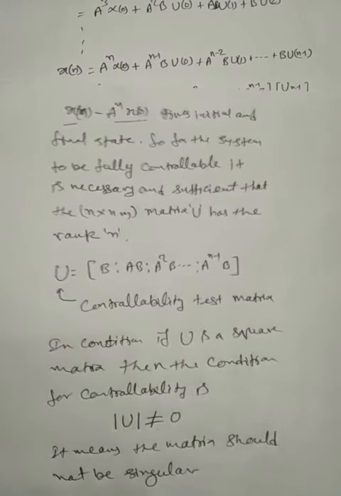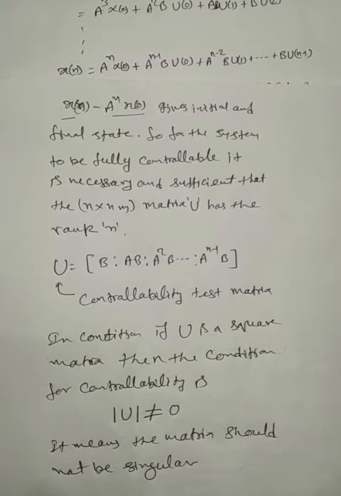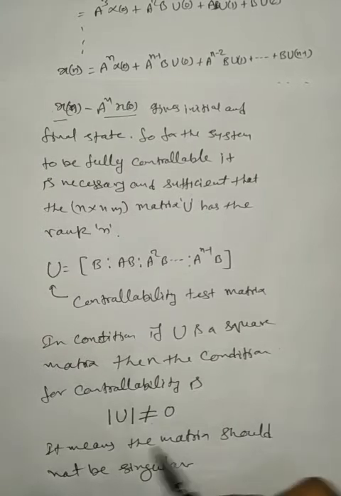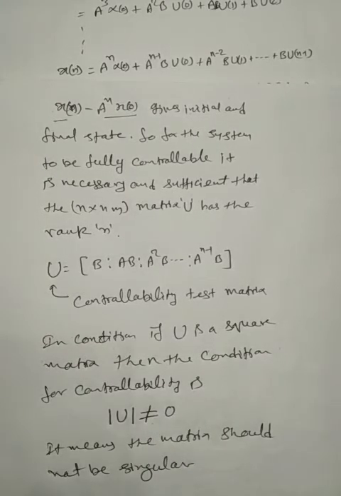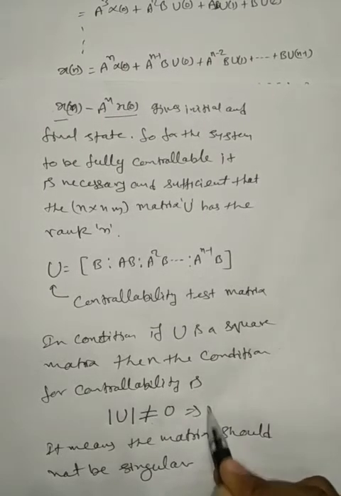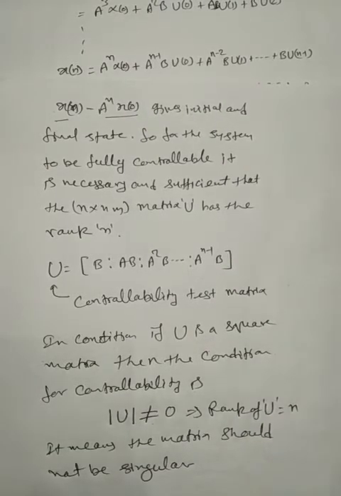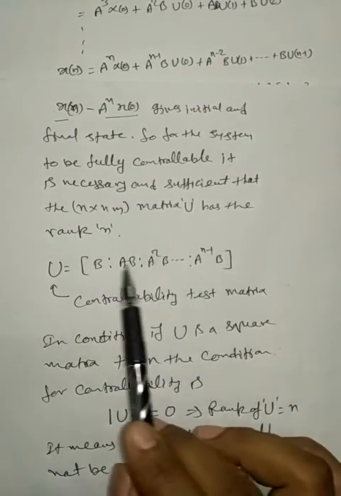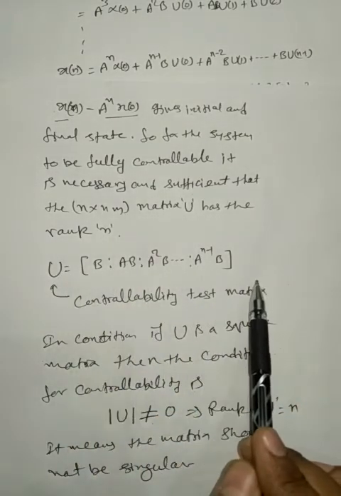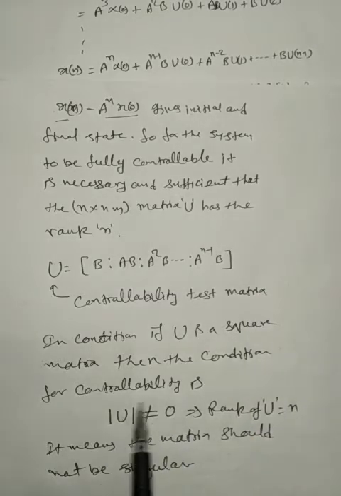Should not be singular, right? And if the matrix is not singular, meaning the determinant is not equal to 0, then obviously the rank of U will be n. So both the conditions are true: whether its rank should be equal to n, or the determinant of U should not be equal to 0.